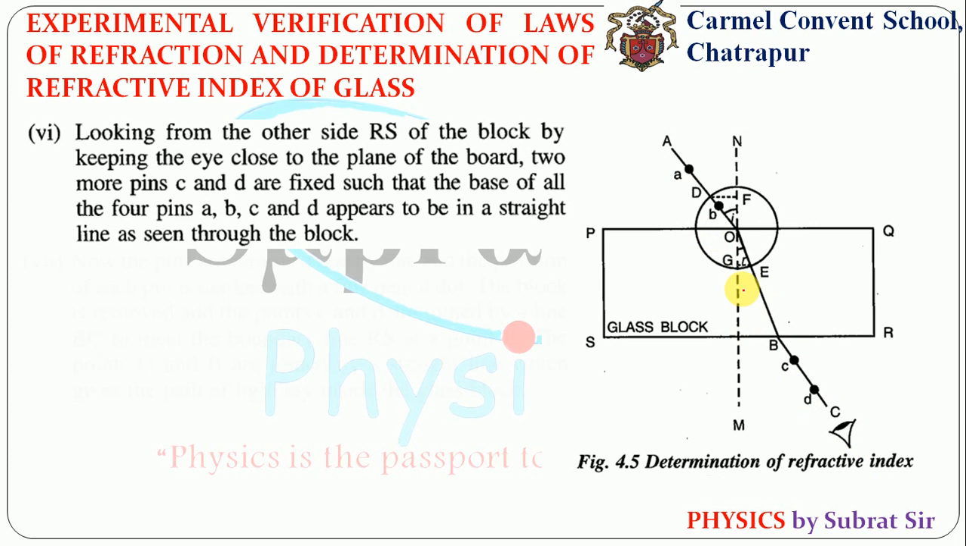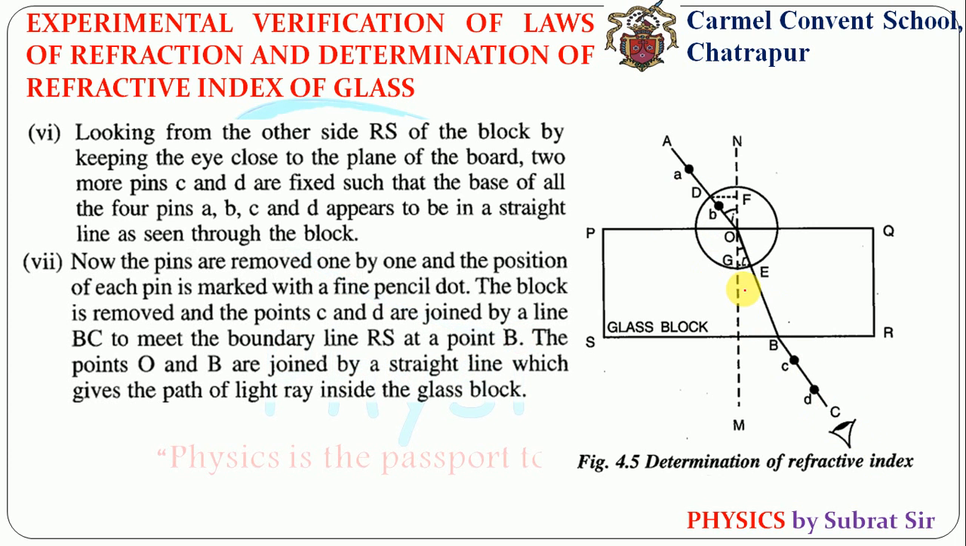Now the pins are removed and you have to draw a line BC. The pins are removed from their places, then the block is removed, and the points C and D are joined by the line BC, which meets the boundary RS at B. Then the points O and B are joined by a straight line, which gives the path of the light ray inside the glass block.